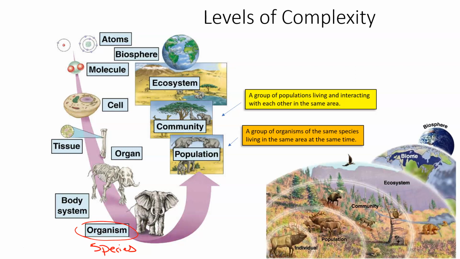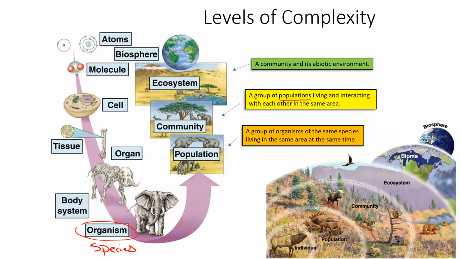A community, by definition, is a group of populations living and interacting with each other in the same area. A population is a single group of the same species, and so if we have a group of elephants, and a group of giraffes, and a group of wildebeests, and a group of lions, all living in the same place at the same time, then it is considered a community. The community does not take into consideration any of the abiotic factors, okay? Abiotic factors meaning non-living components. Those come into consideration when we start talking about the ecosystem.